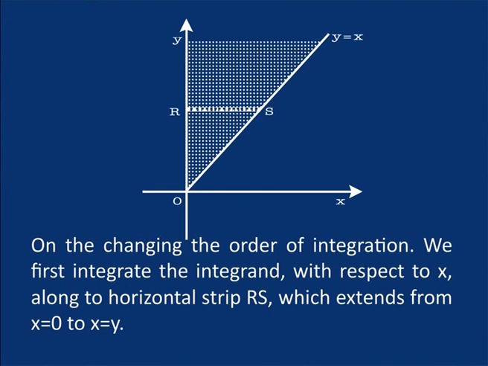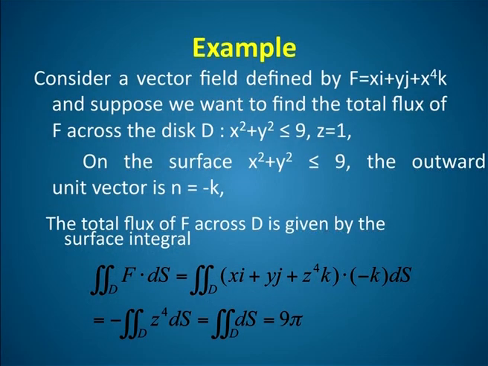On changing the order of integration, we first integrate the integrand with respect to x along the horizontal strip RS, which extends from x equal to 0 to x equal to y, and then with respect to y, that is from 0 to infinity. To cover the region of integration, we integrate with respect to y from y equal to 0 to infinity.